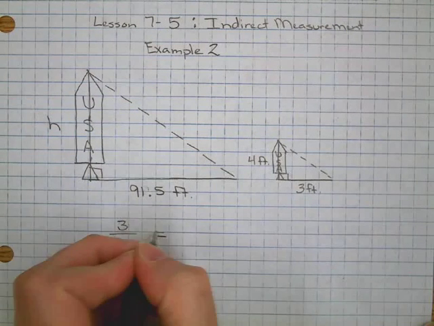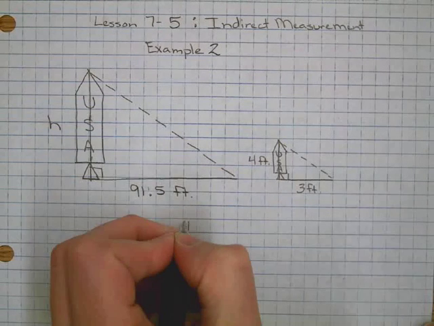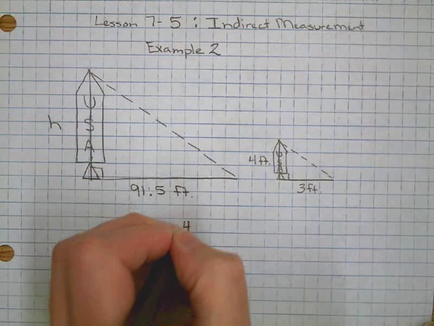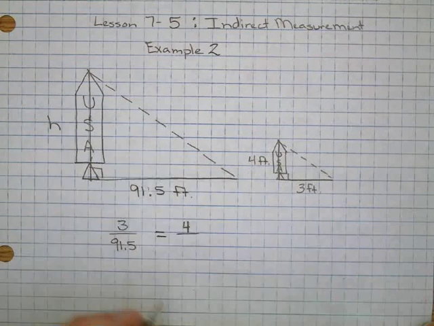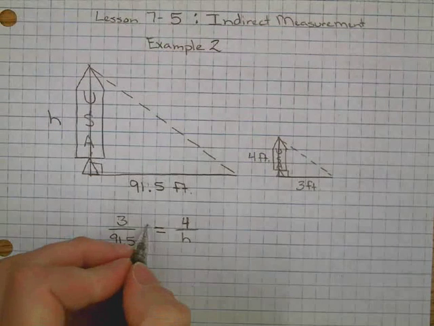Now I can create a proportion from that. I can compare the heights as a ratio too. And I know that the height of my model rocket here is 4 feet. But what I don't know, and what I'm trying to find out, is the height of the rocket, h. So I can use this proportion to determine what the height of that rocket is. And with these numbers here, I'm going to use cross products.